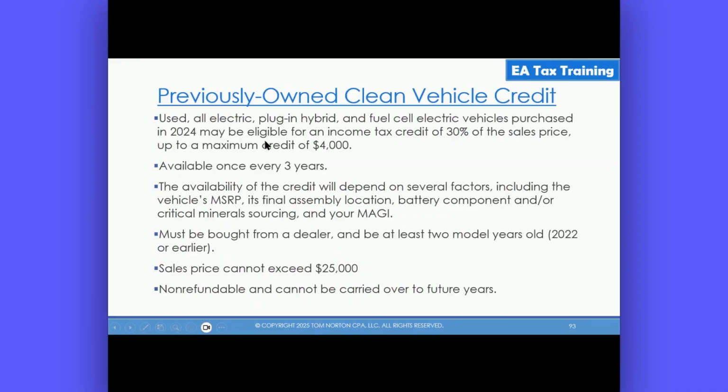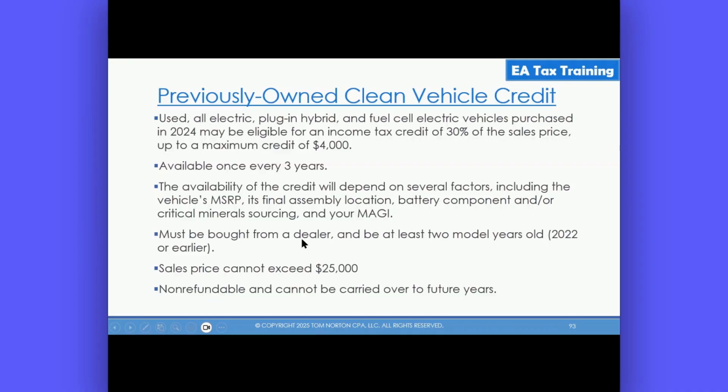So previously owned or used electric or hybrid vehicles, they can get a credit for up to 30% of the sales price of the vehicle up to a maximum of $4,000 credit. This is available once every 3 years, so you can't do it more often than that. Again, the credit is going to depend on various factors, and you still have the adjusted gross income limits that we will talk about. These must be bought from a dealer.